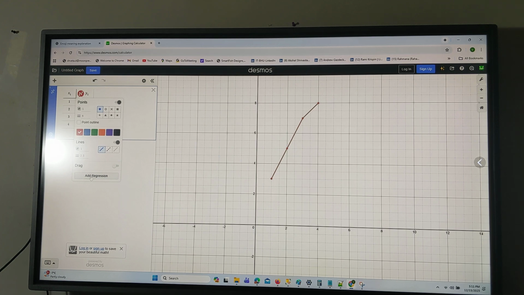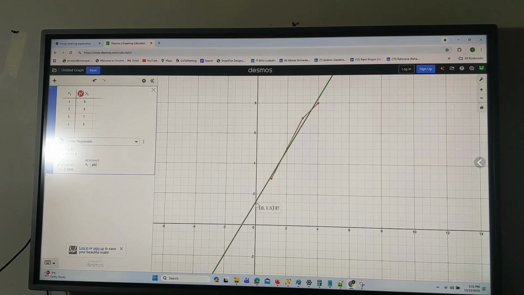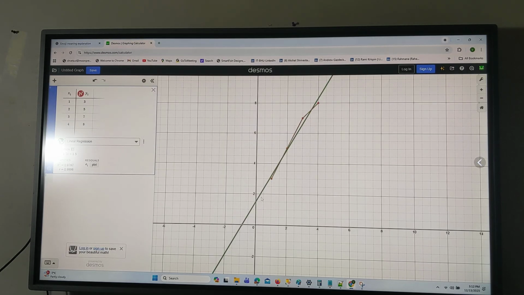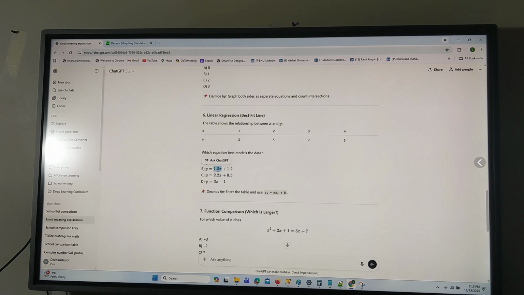So this is how the line looks, and I can add regression. It intercepts the y-axis at about 1.5. So which equation best fits? I think 1.2 is closest to what we have, and it has a slope of about 1.8 or 2. For example, this is rise over run, about the same as what the equations show, that 1.7x plus 1.5, which is closest to this one. Other ones are quite far away.